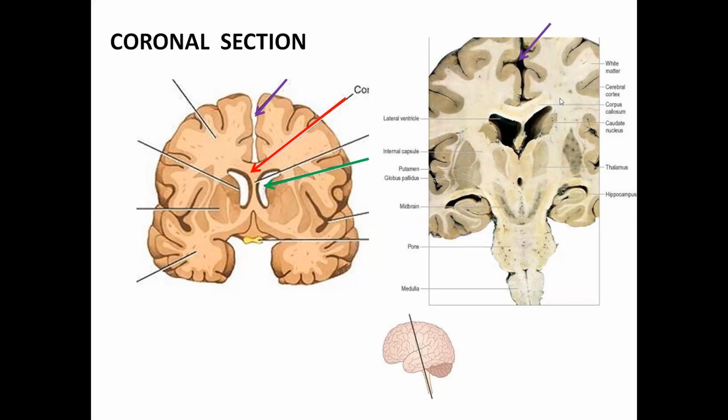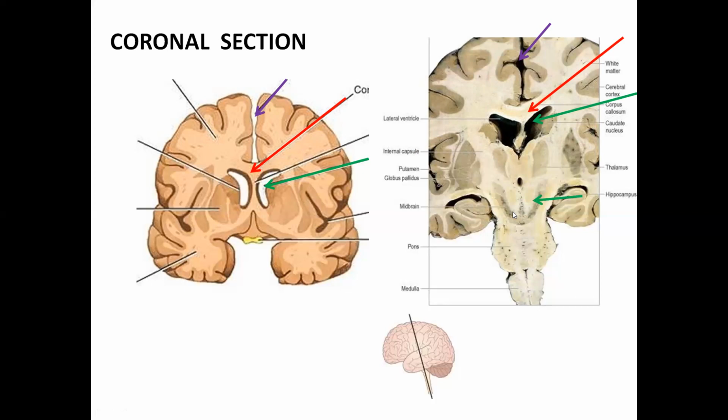This is again a coronal section. The purple arrow is pointing at median longitudinal fissure. The red arrow is pointing at corpus callosum. The green arrow, the lateral ventricles. You can make out the septum pellucidum here. So the septum pellucidum actually connects the inferior surface of the corpus callosum to the fornix.